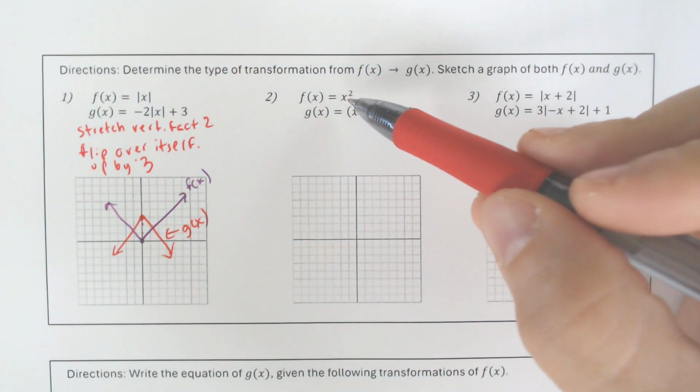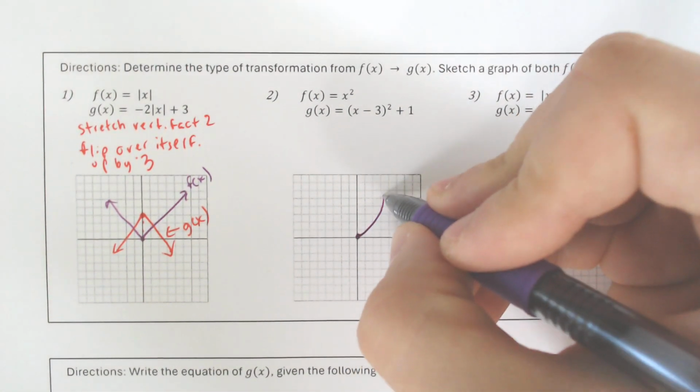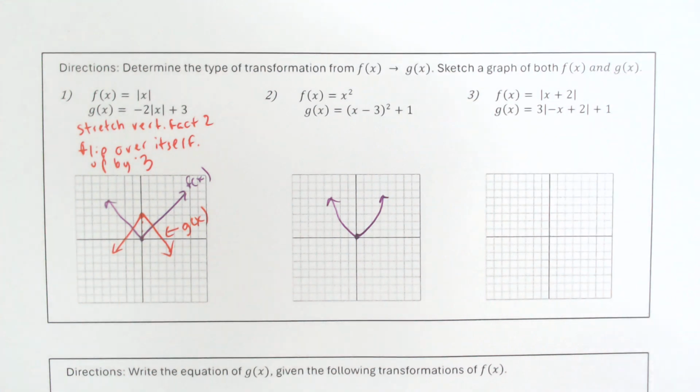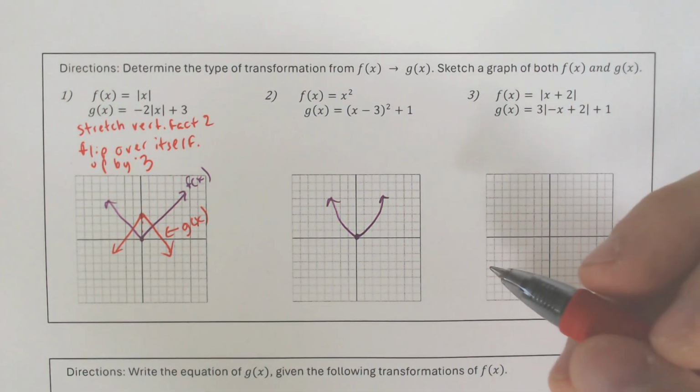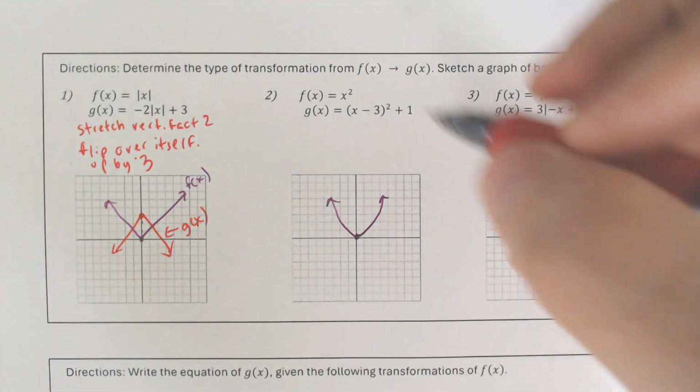Number 2, we got a parabola. So a parabola, we're going to draw in purple. It looks curvy. We are currently only worried about the basic shape of a parabola, but if you want to be more accurate, we can, and that will be a later unit where we get into parabolas.